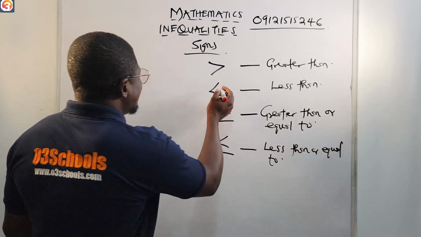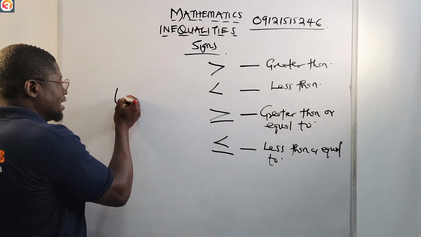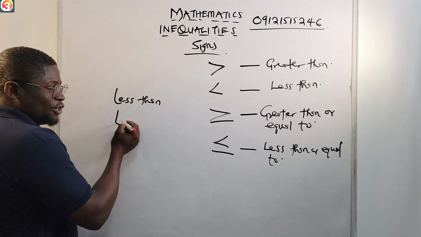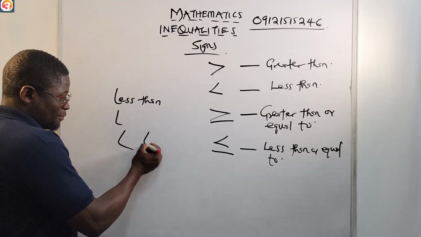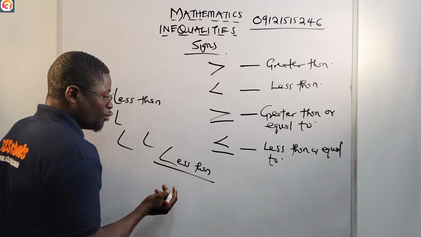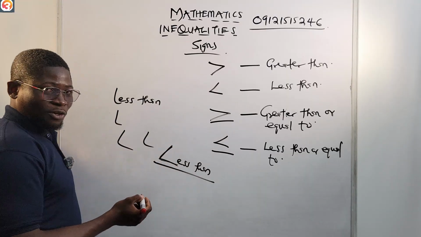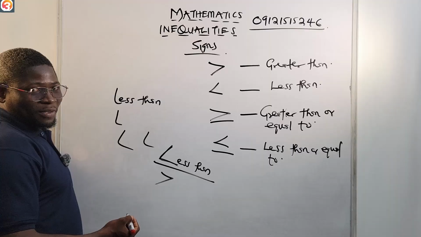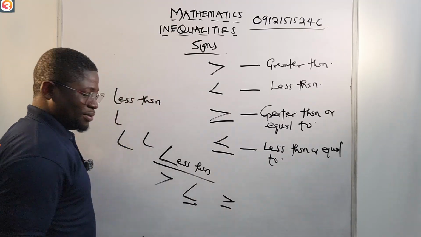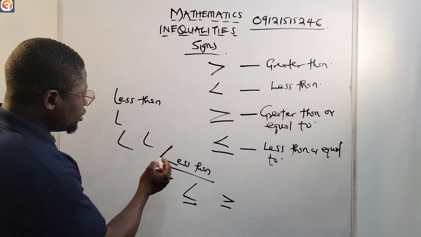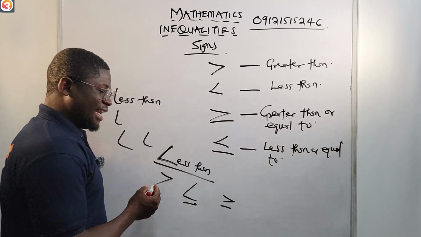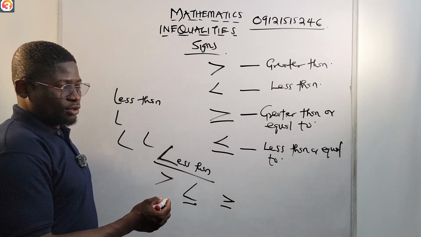If you want to write less than, look at the way you write your L. Some people write L like this. So from less than, you already know less than is like this. That means greater than will be like this. Less than or equal to will also be like this, and greater than or equal to will be like this. Very, very easy. So you can use less than to remember these signs.